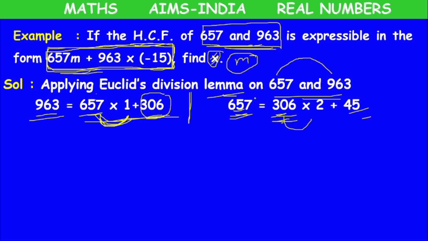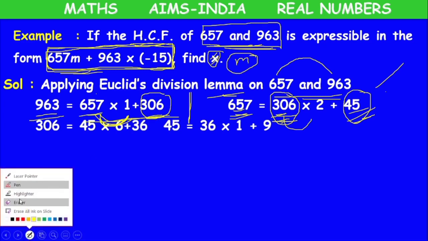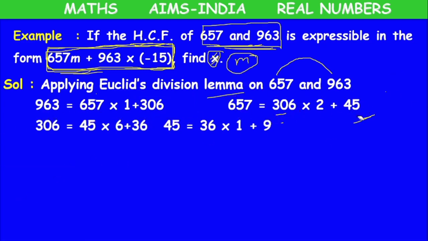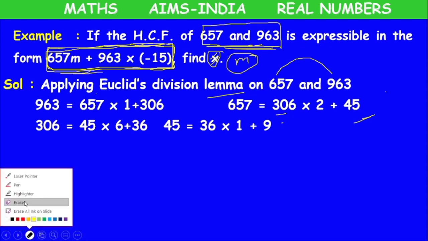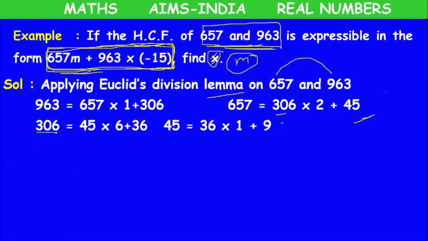So next, this step to be continued until what? Until the remainder will become 0. Here remainder we got 45, so we should not stop. We have to continue the process. 306 will come here. 306 will become the dividend, 45 will become the divisor. 45 6 times we have to multiply, we will get remainder 36.